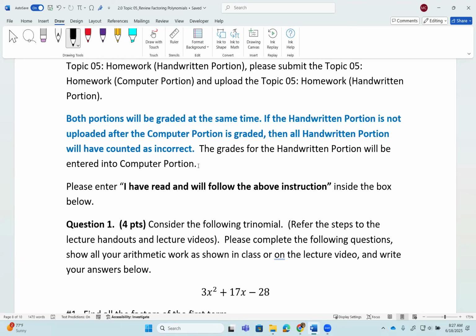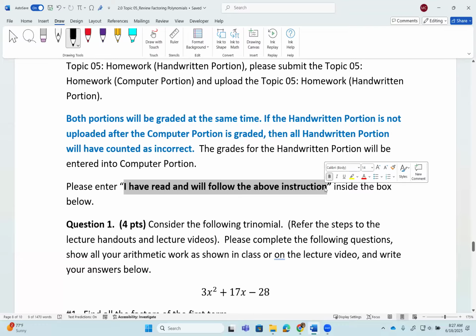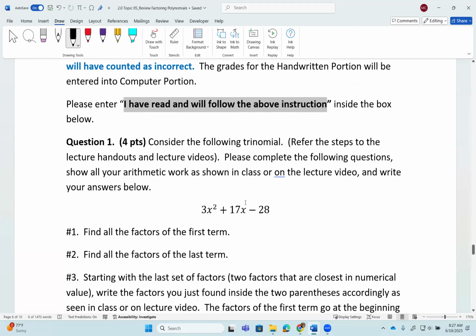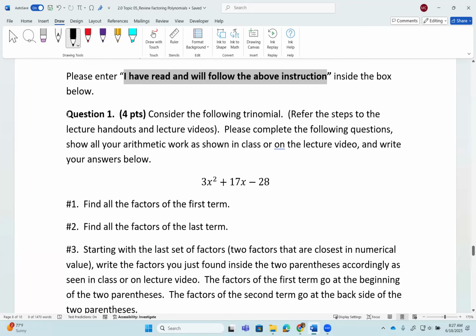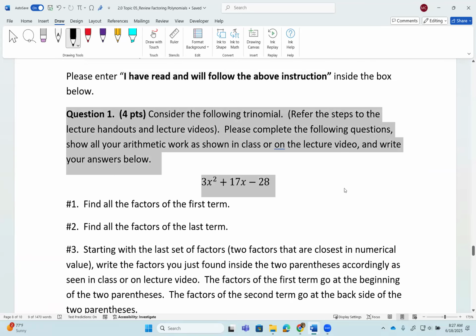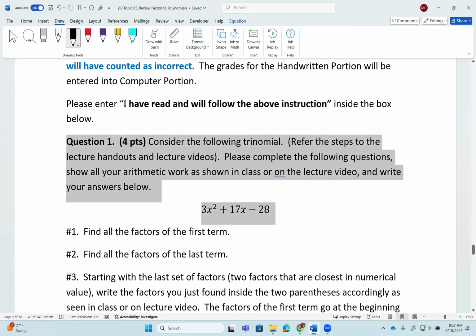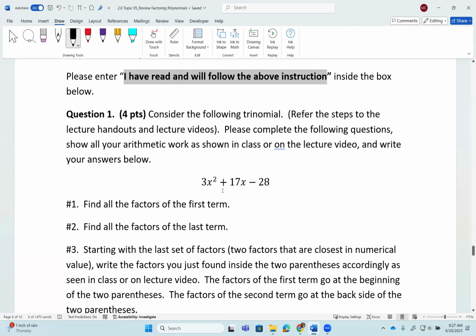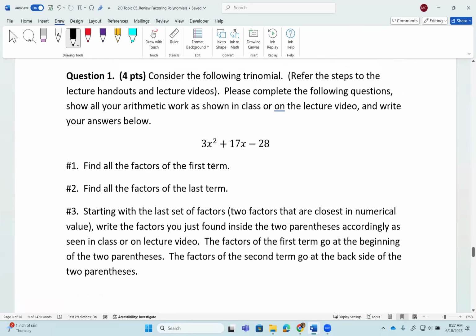All right. So inside the box below this instruction for the computer portion, please simply copy and paste this phrase: I have read, and will follow the above instruction, inside the box below. So again, question 1 is on the handwritten portion, right? So in the computer portion, you just enter this. So make sure you just follow what we did earlier, okay?